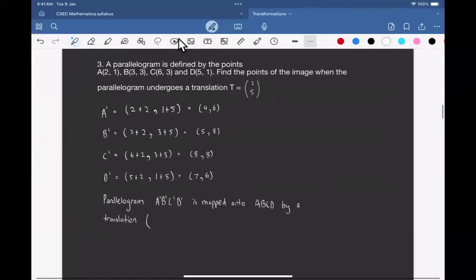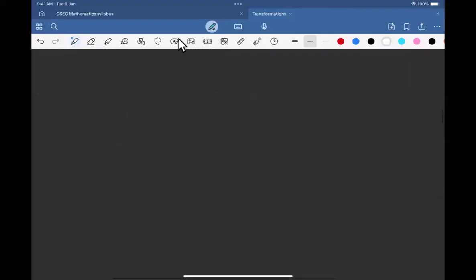So just to recap, there are two ways you could work a translation. You could do the diagram, or all you had to do is add the object and the translation. So add any object and the translation, and that will give you the image.